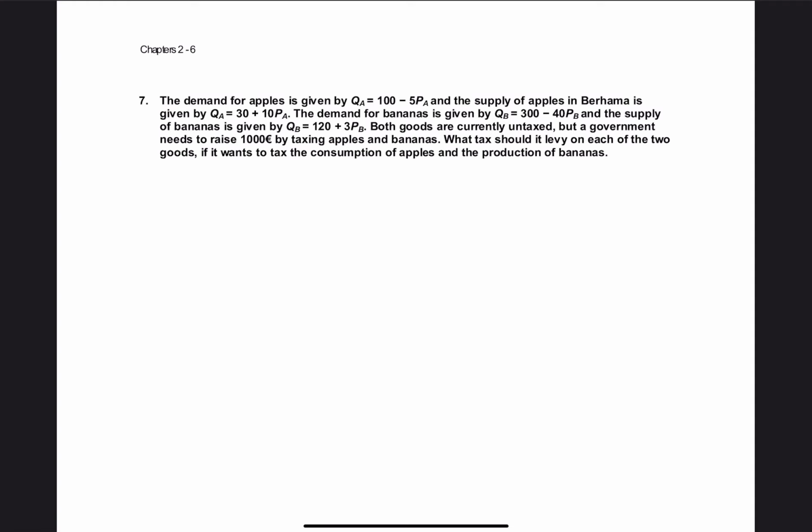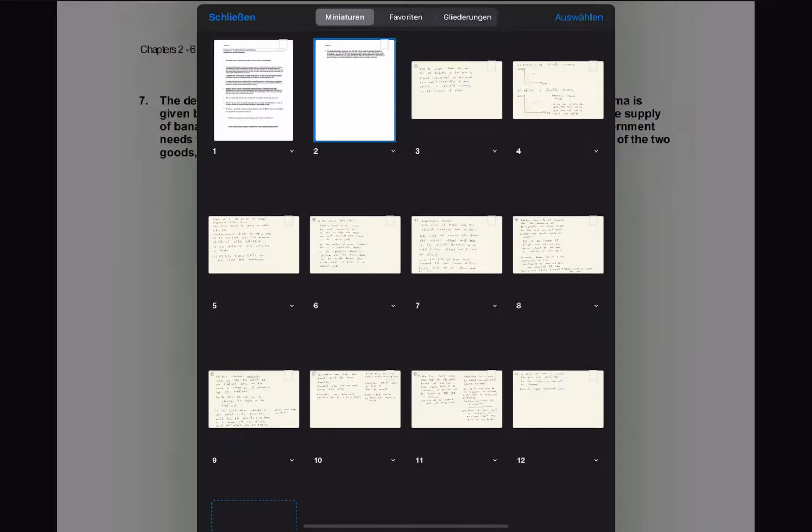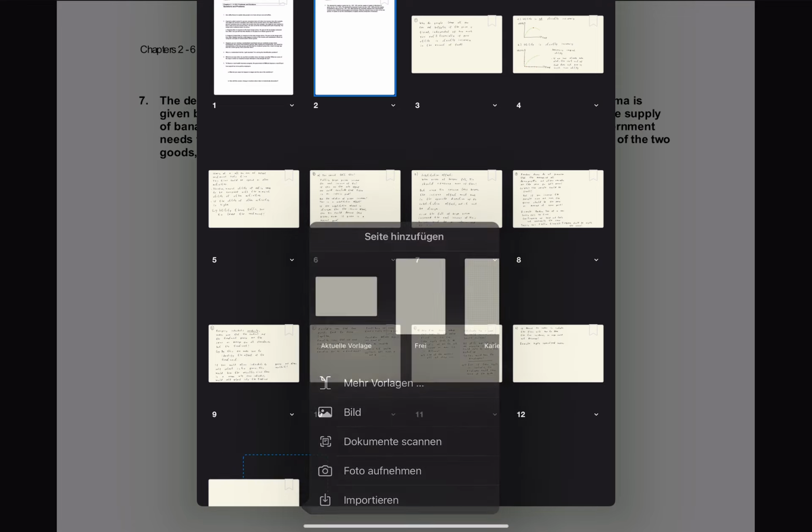So I also introduced some variation here in which side of the market is taxed for which type of good. Okay, let's go and solve this last exercise. Good. So let us first start with apples. What we need to derive first is the marginal tax revenue of a tax increase for apples and the marginal deadweight loss of a tax increase for apples. And then we need to do the same thing for bananas.